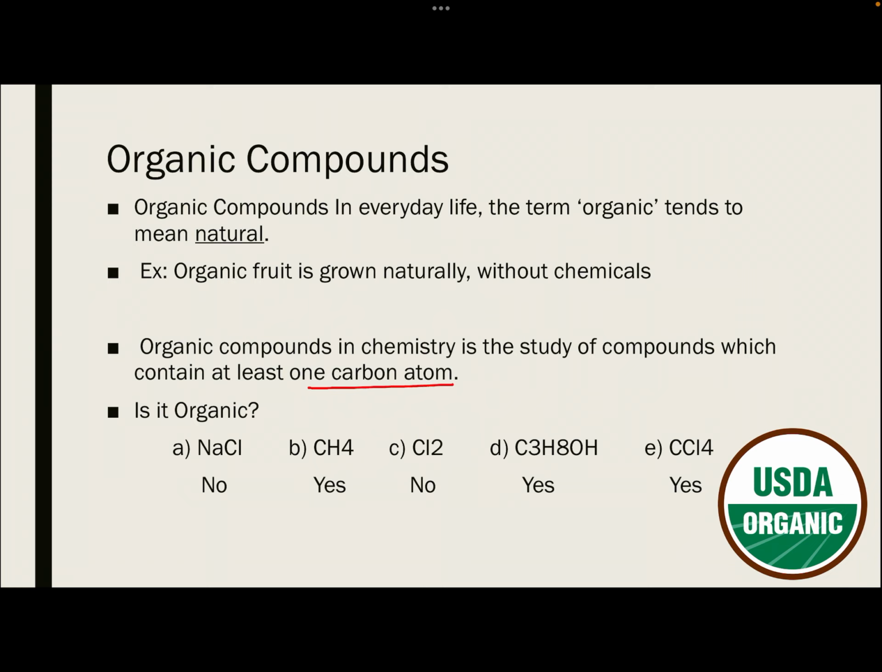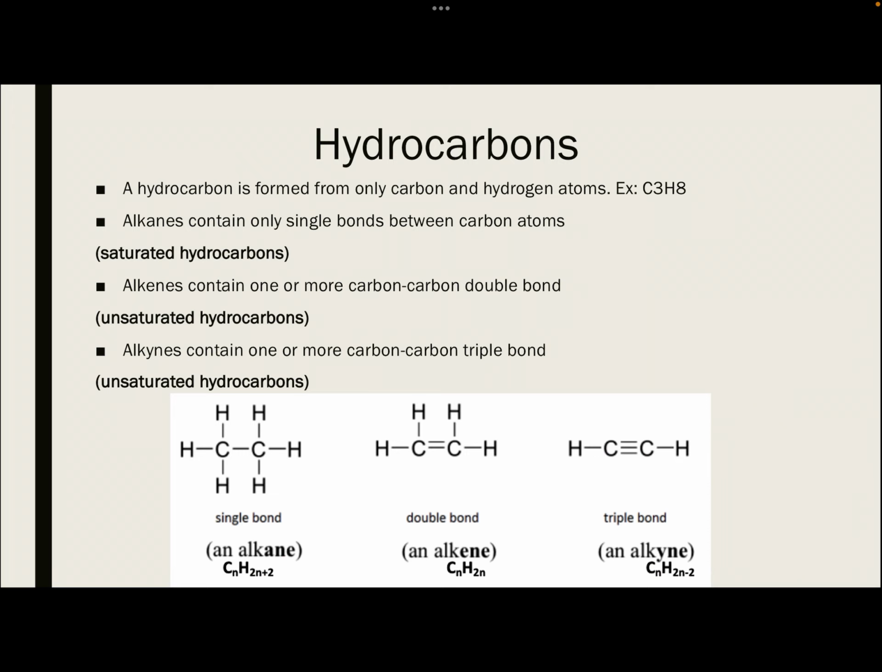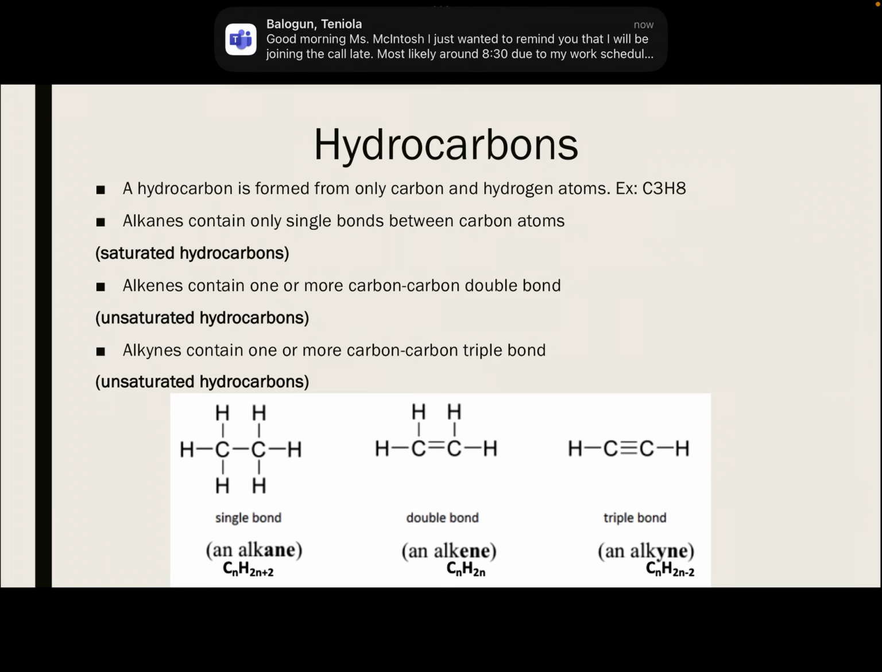So based off of all of these examples here, we can say that we only have three that are considered organic compounds. We have B, D, and E because of the carbon atom that is found within each of these compounds. The others are not because no carbon exists.